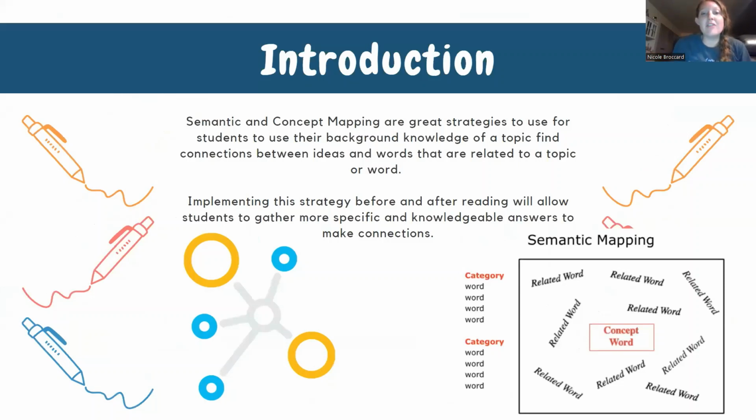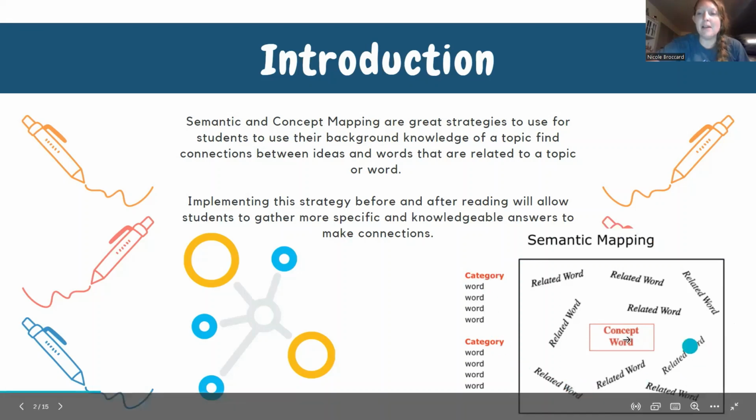This is a great strategy for students to really use their background knowledge of a topic and find connections between ideas and words that are related to that topic or word. Implementing this strategy both before and after reading will allow students to gather more specific and knowledgeable answers to make connections. Here you can see an example of semantic mapping. The concept word goes in the middle and related words go all throughout the outside, and then they group them into categories.